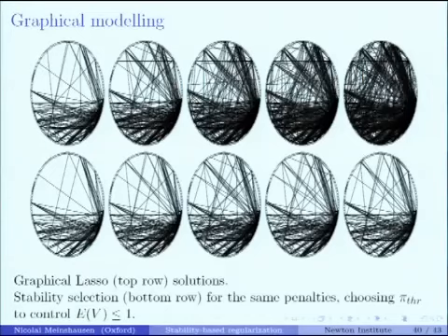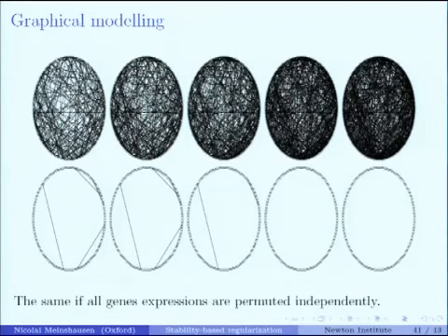And just as a demonstration of that effect, you can say, well, what happens if I permute all the gene expressions randomly for each gene separately? So I know that there's no correlation at all in the data, and the true graph is going to be the empty graph. There shouldn't be any edge in the graph. And now I've chosen lambda in a different way. I've chosen it again to have, I think here, 100 edges, 200, 300, and so on.